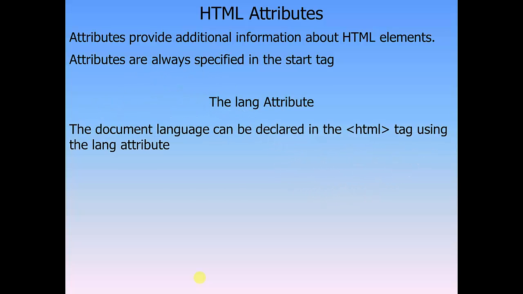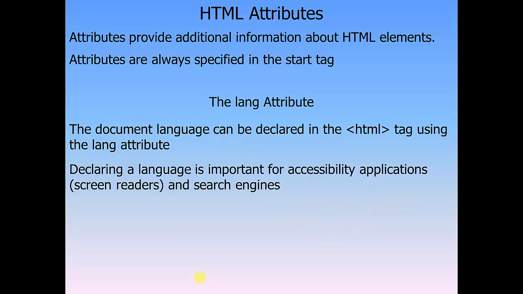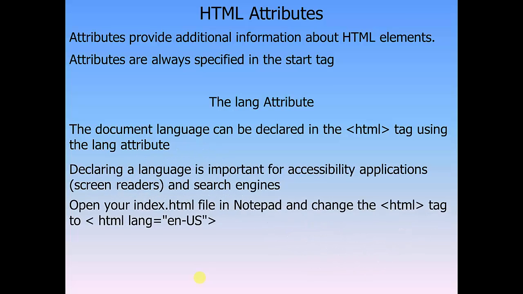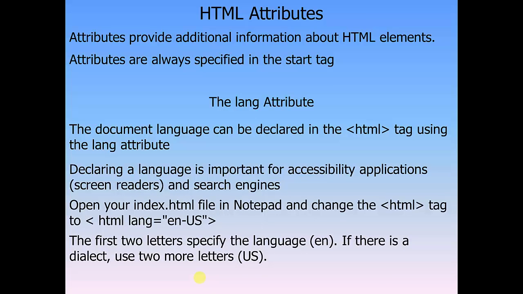The lang attribute. The document language can be declared in the HTML tag using the lang attribute. Declaring a language is important for accessibility applications, screen readers, and search engines. Open your index.html file in Notepad and change the HTML tag to HTML lang equals en-us. The first 2 letters specify the language, as in en stands for English. If there is a dialect, use 2 more letters, as in US.